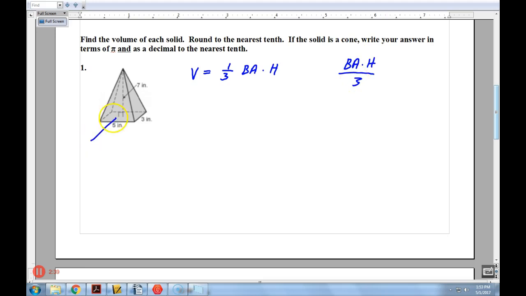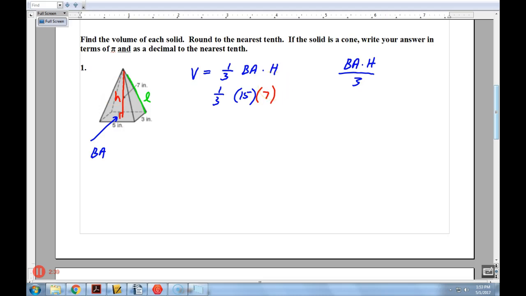So the base area is a rectangle. So the base area is 5 times 3, or 15. And the height is right inside here. This is the height. Remember last time we talked about this out here was a slant height. You don't need that for volume. We want the true height. We actually want this h here. So the true height is 7.